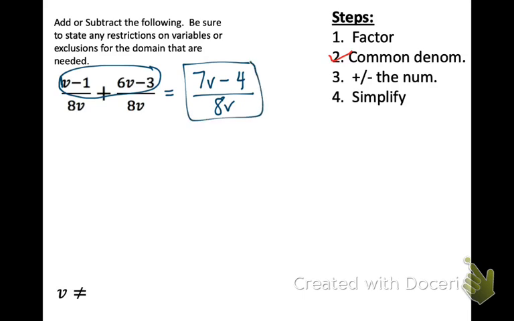For my restricted values, again, I'm looking at all of my denominators. They're all the same. So I say, what would make this 0? Well, 8 times 0 would make my denominator 0. So my restricted value is v can't be 0.